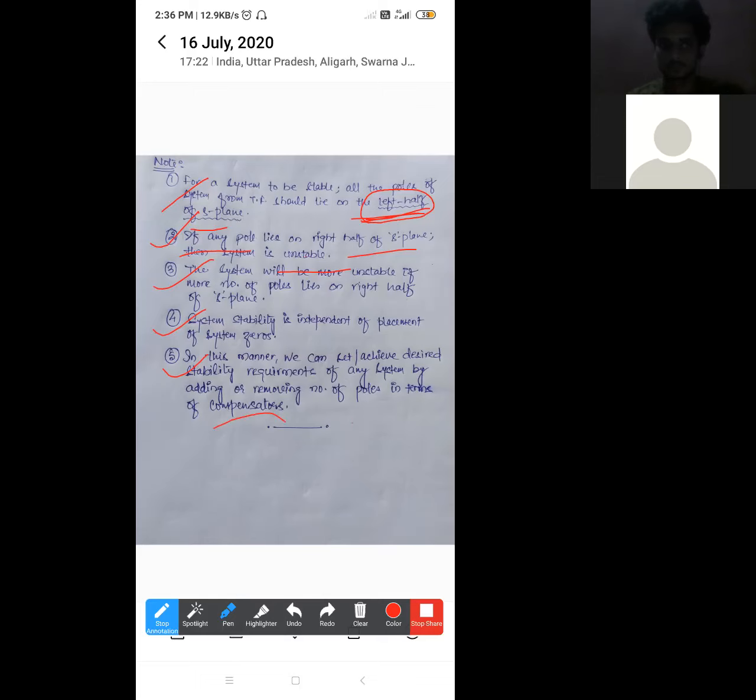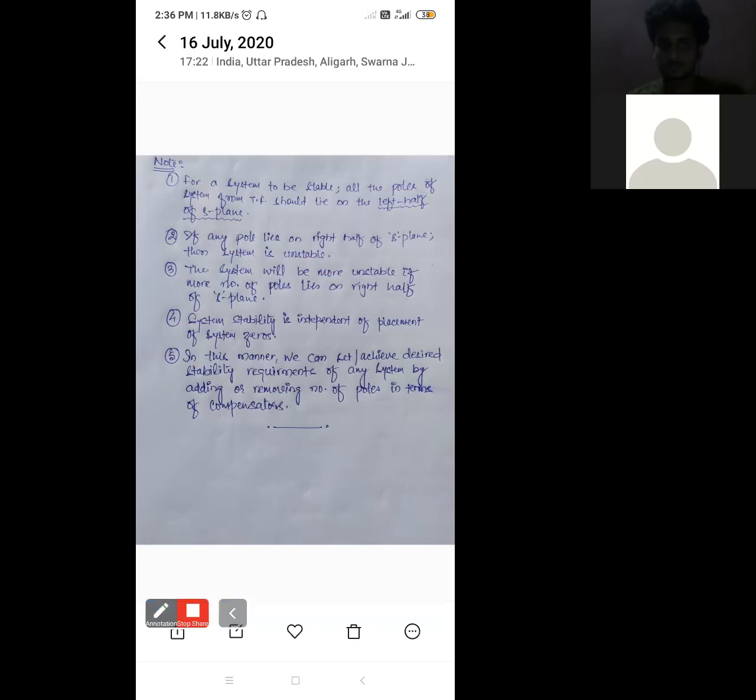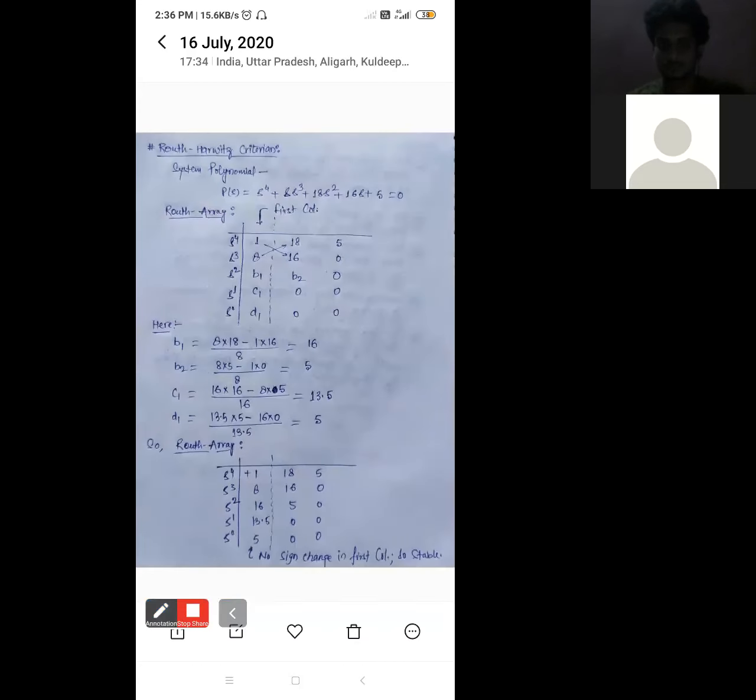So this was actually about the stability in time domain. There is some mathematical analysis also to comment on the stability of the system in time domain. One particular technique is known as the Routh-Hurwitz criterion, the RH criteria of system stability. We will understand this with one example.